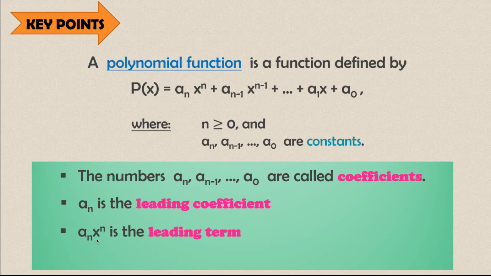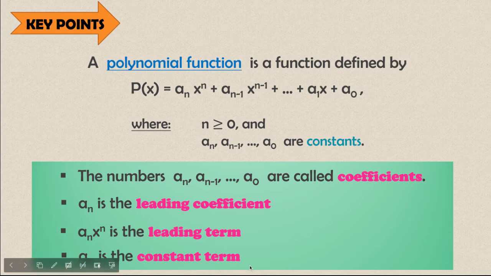Next, a sub n x raised to n is the leading term. So the leading term is the first term that appears after arranging your polynomial function in standard form or in descending powers of the variable. So you get the leading term. From the leading term, you can get the leading coefficient. And a sub 0 is the constant term. Constant or the number.